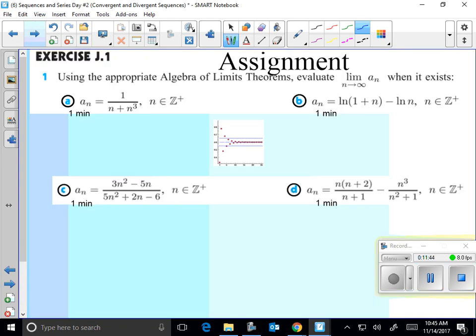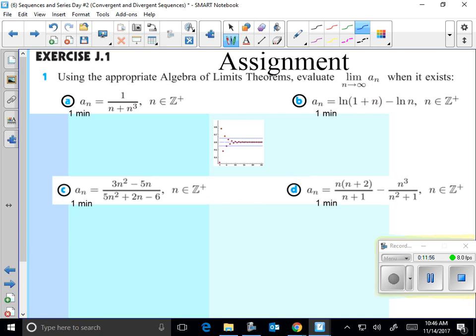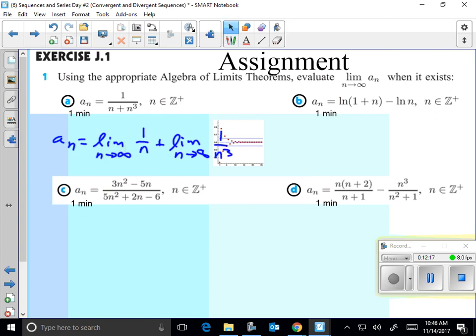Let's see if there's anything out there that's ugly that you just feel like you want to see. B? D? Okay. B? And A? Oh, I can write this as the limit as n goes to infinity of 1 over n plus the limit as n goes to infinity of 1 over n cubed. And guess what I can say about both of those? They both converge by P-series. Therefore, the sum of them would converge by P-series. Right? Okay.